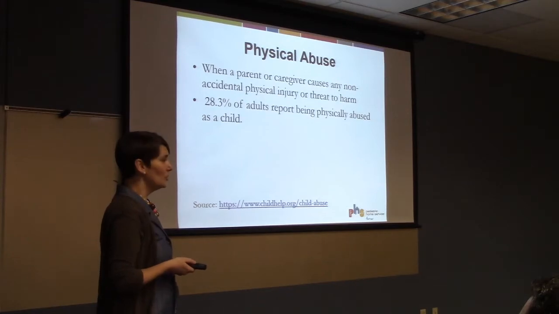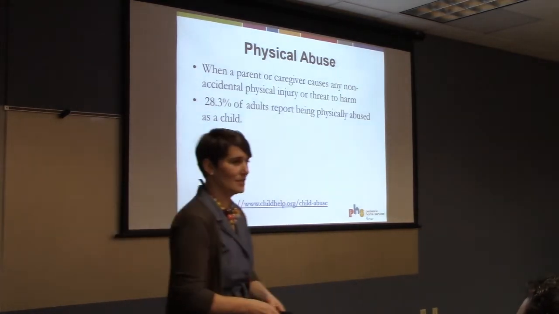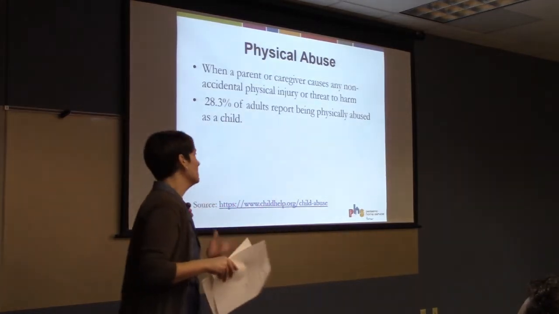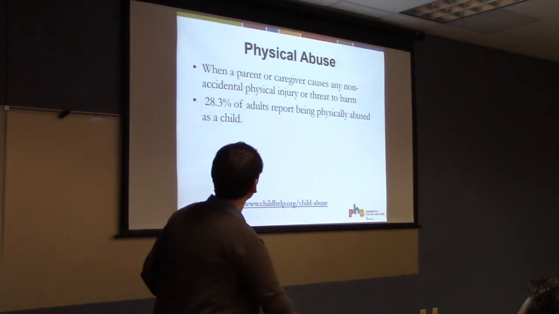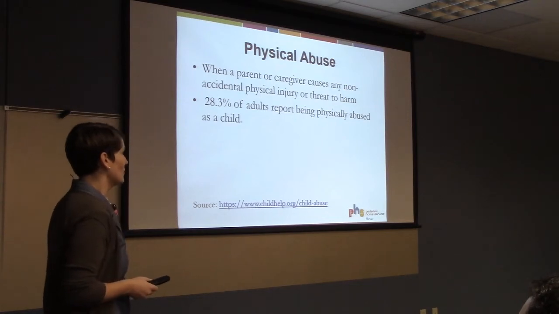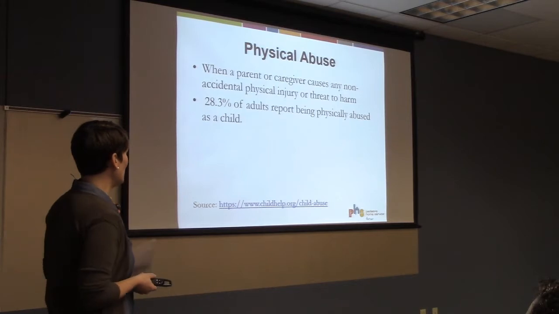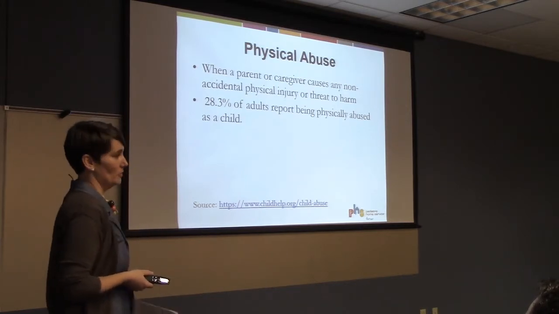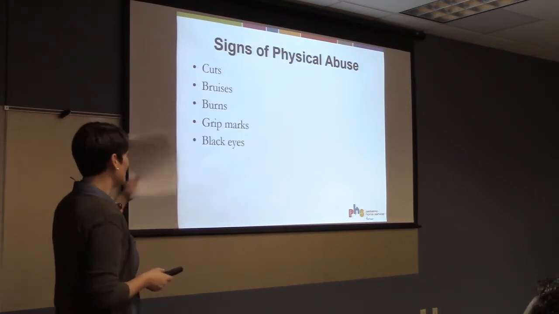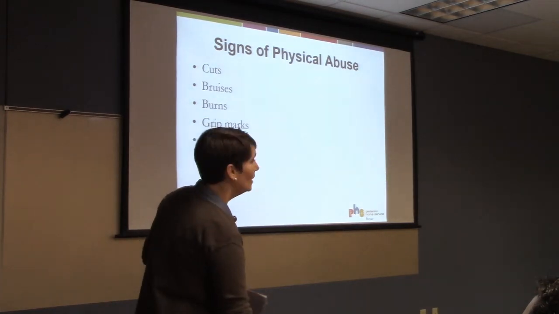So what's physical abuse? I feel like most people know physical abuse is most readily available. It's things that we can see, bruises, marks. Sorry, I'm going ahead of myself. So it's when a parent or caregiver causes any non-accidental physical injury or threat to harm. 28.3% of adults report being physically abused as a child. So I think that's kind of significant. Okay, so here I'm talking about cuts, bruises, burns, grip marks, black eyes.